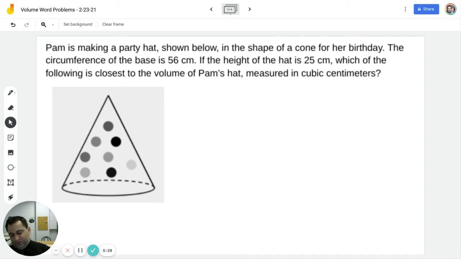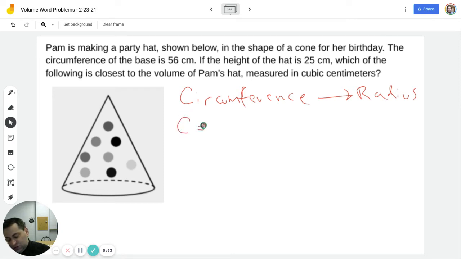So essentially what I have to do is I have to use this circumference to find the radius. And then so circumference is equal to 2 times pi times r. So what I have here is I know that the circumference is 56. I know it's 2 times 3.14 times radius. If I take 56 and I divide by 2 times 3.14, or 6.28, I get a radius of 8.92.